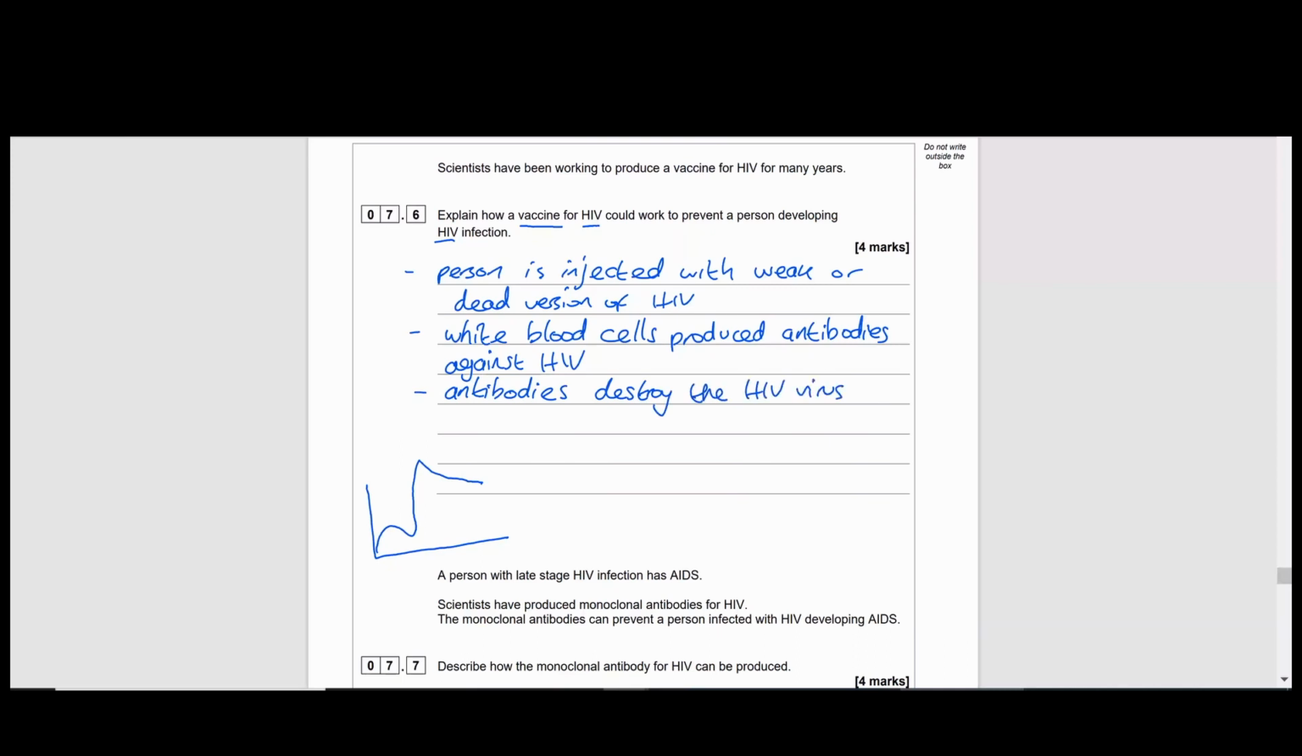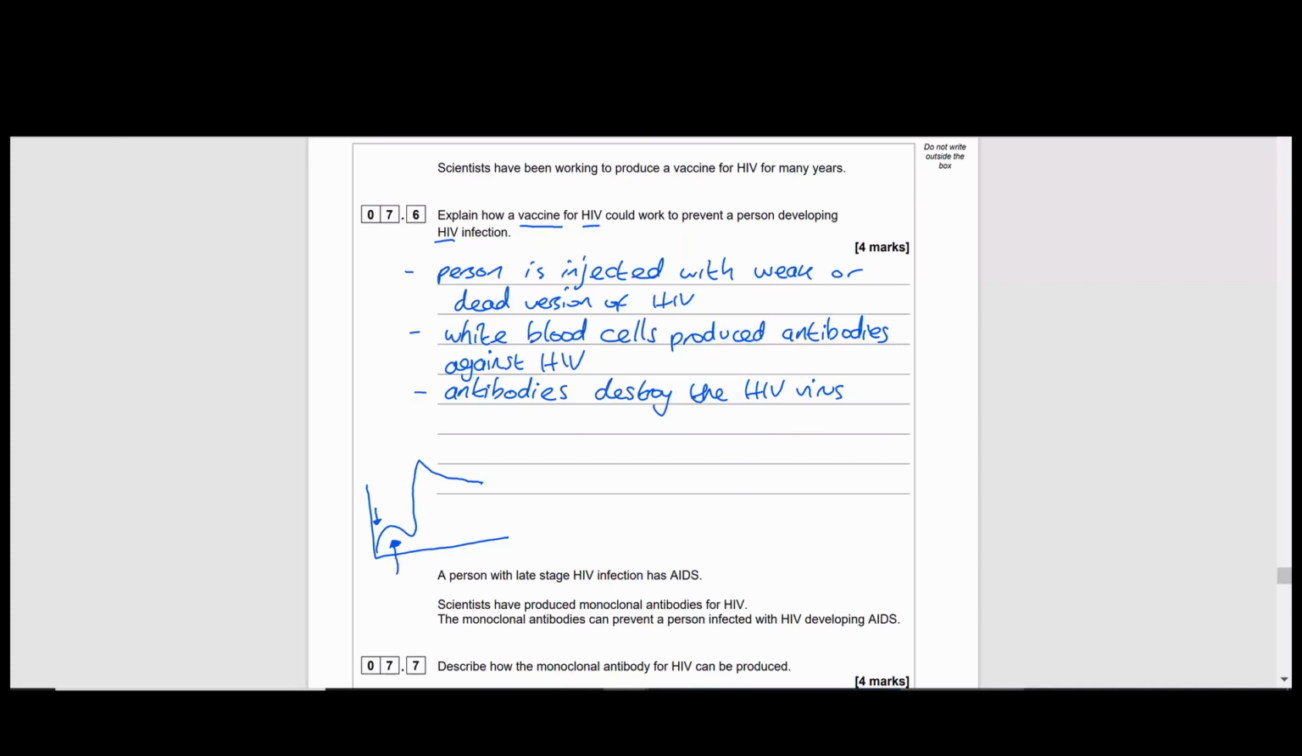So what we've done here is we've described this first portion of our graph. The reason why the line increases is because the antibodies have been produced by the white blood cells. Why have they been produced? Because there's been an injection of a virus at the first stage of the graph. The reason why the line goes down is because the antibodies have done their job. They've destroyed the virus, so they don't need to be produced as much anymore.